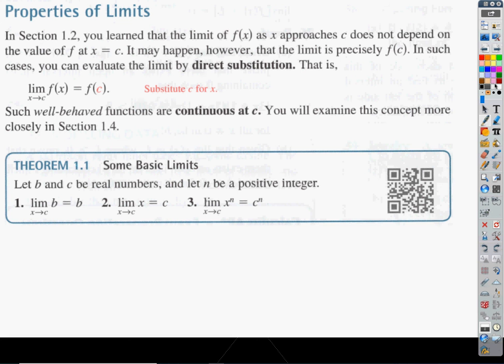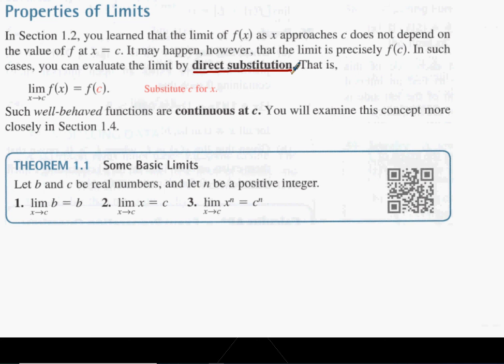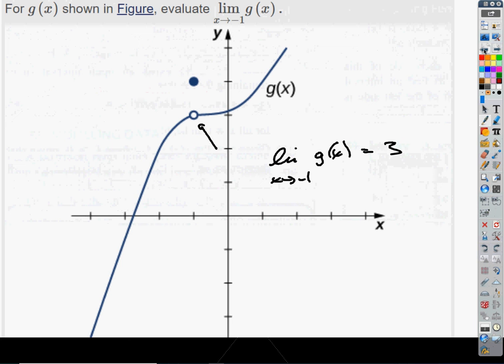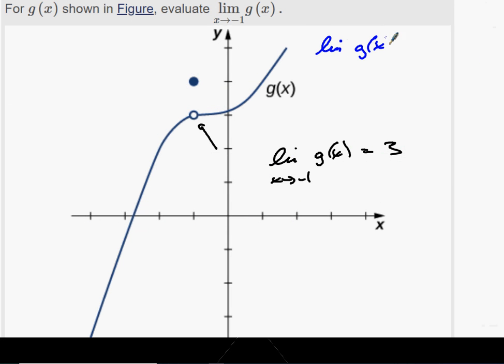We just end up using direct substitution, right? For example, if we go back to this previous picture here, what is the limit of g of x as x approaches positive 1? And just assume it's a convenient value. As x approaches 1, what value does it seem to be approaching? There's 1. Let's just pretend it's that nice convenient value. So 4, everybody agree?